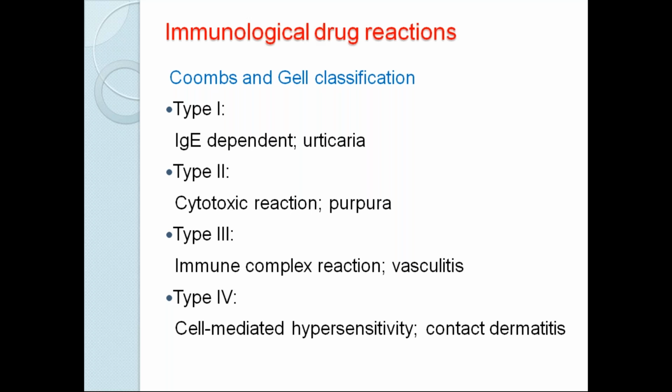Type 1 is anaphylaxis, or you can say IgE dependent reaction. An example is urticaria. Type 2 is cytotoxic reaction, and an example is purpura. Type 3 is due to immune complex deposition, which you see in vasculitis. And type 4 is cell-mediated type of hypersensitivity, as you see in contact dermatitis.